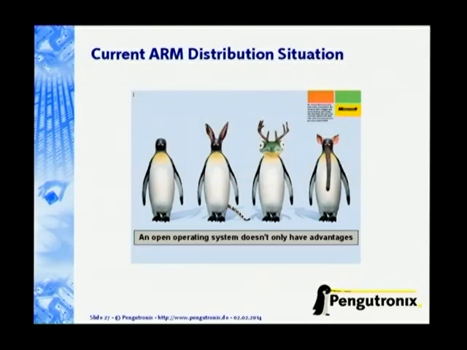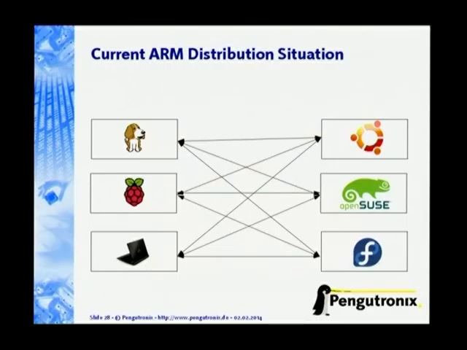Some years ago, there was this nice commercial in a German computer magazine, where some company said that an open operating system doesn't only have advantages; it's all different, and it can take strange paths. So this is basically the situation we have today. We have a lot of interesting hardware, we have a lot of distributions, and for any of these, you need to define something special.